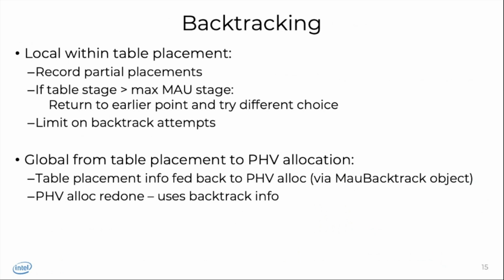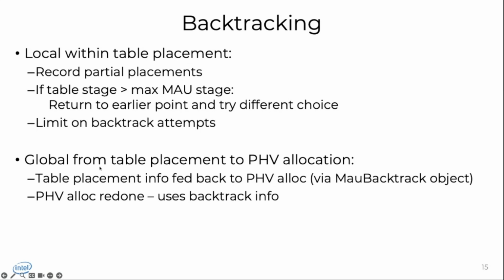Within table placement, we use both local and global backtracking. For the local backtracking, as we're going through, we record partial placements. When we detect that we're placing a table beyond the end of the MAU stages, we go back to an earlier point and make a different decision about which table to place next. And then we limit the number of backtrack attempts just so that this process doesn't go on forever.